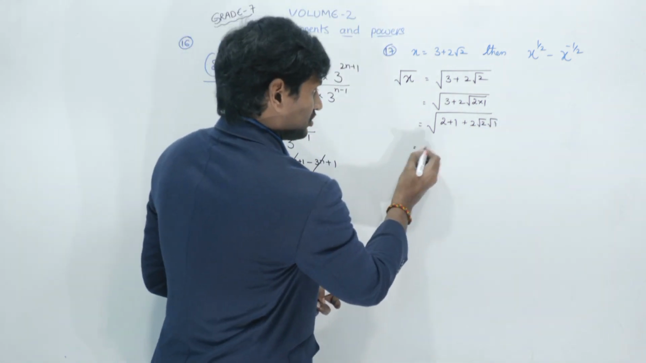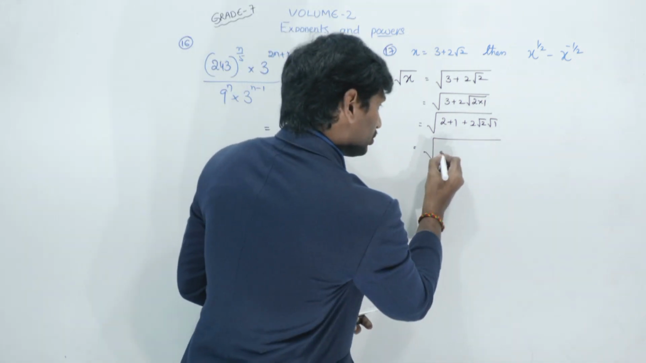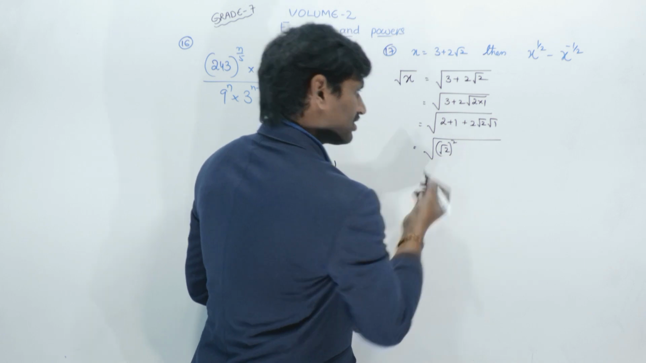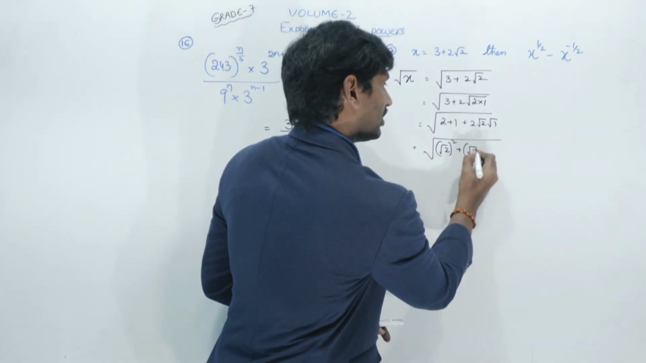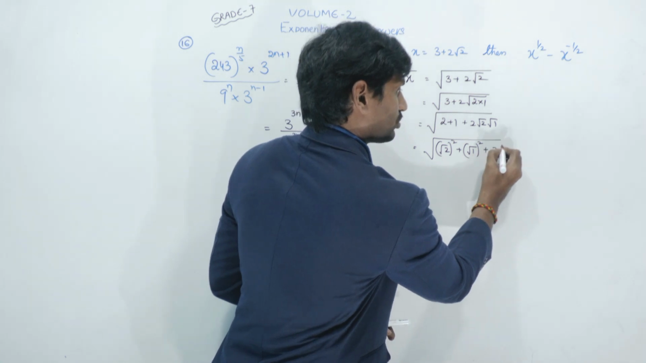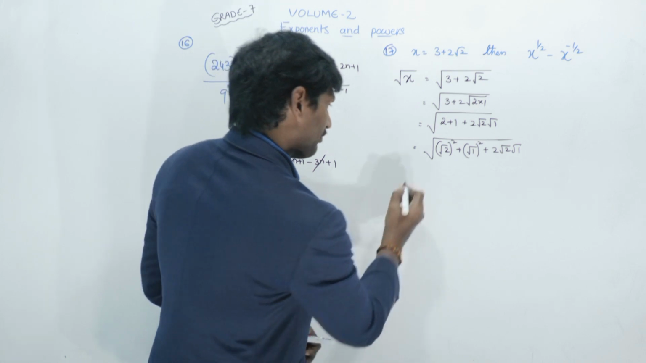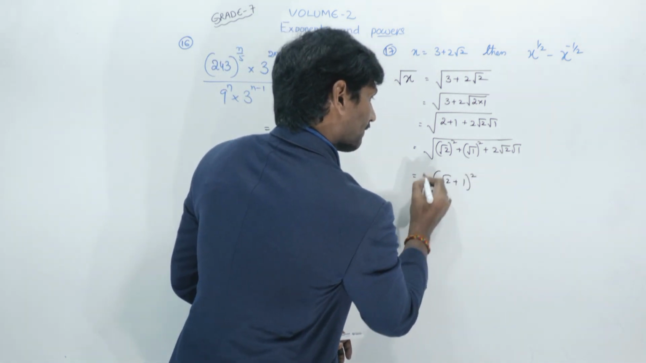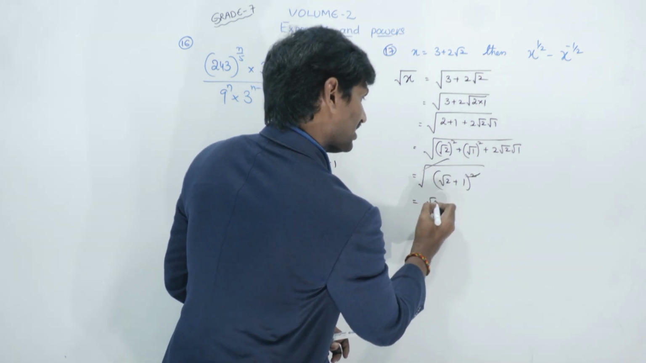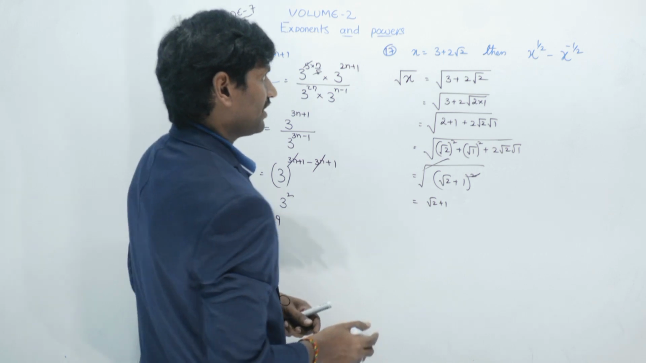So this one I can write as, 2 I can write as root 2 whole square, because the square root cancels, 2 remains. And 1 I can write as root 1 whole square plus 2 into root 2 into root 1. Nothing but a square plus b square plus 2ab format. So we can write a plus b whole square. Now the square root cancels, and the answer is root 2 plus 1. This is the root x value.